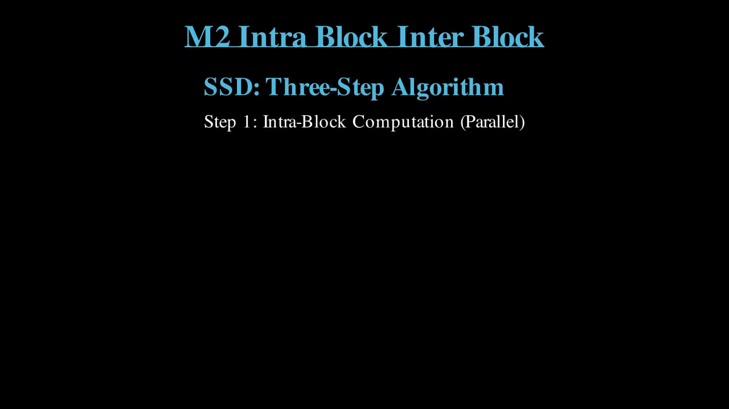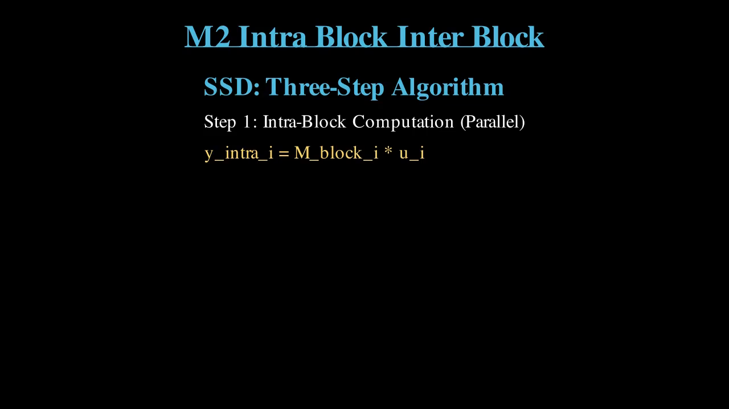So, how does this work in practice? Let's break it down into 3 steps. First is the intra-block computation. For every block, we compute a partial output in parallel, completely independent of other blocks. This is the O of n times L squared part of the work, but again, it's all done with matrix multiplies that saturate the GPU.